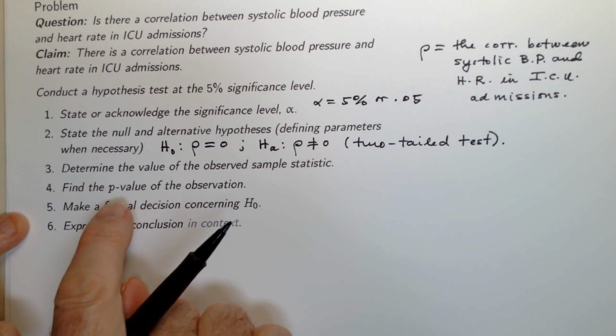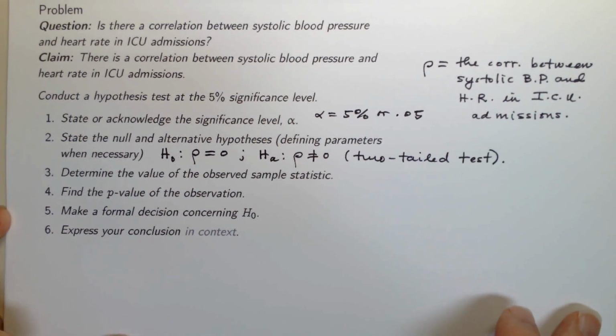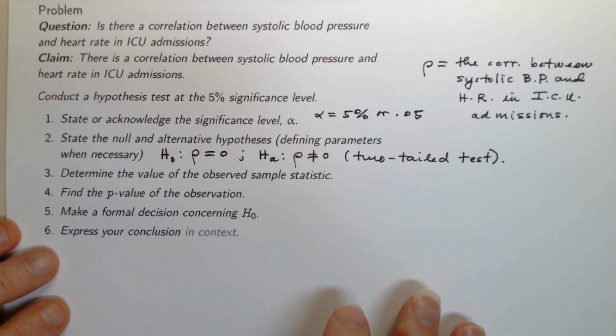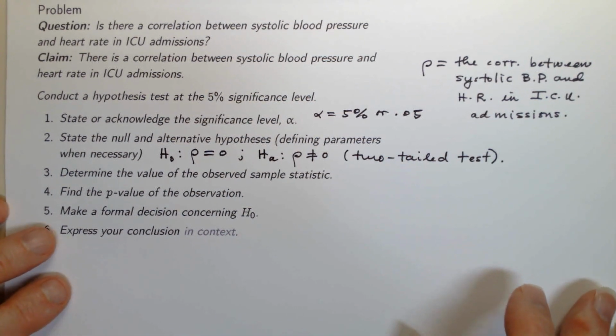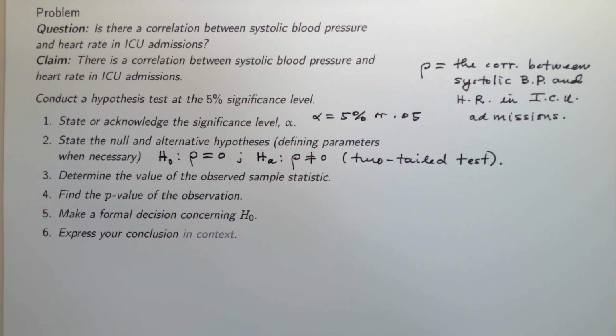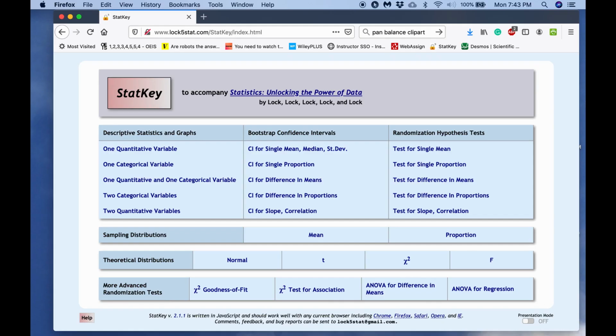All right, now we're going to determine the value of the observed statistic and find the p-value of the observation. And we're going to go ahead and do that looking at the data set and doing these calculations using StatKey and its randomization methods. So let's head over to StatKey and do parts 3 and 4. We'll pull those values back into this document, and then we'll finish with 5 and 6 back here at the document camera.